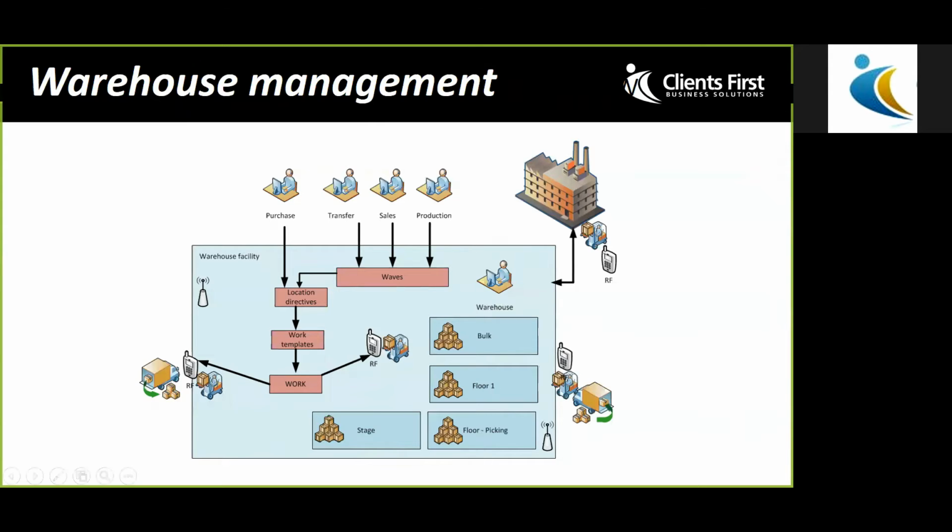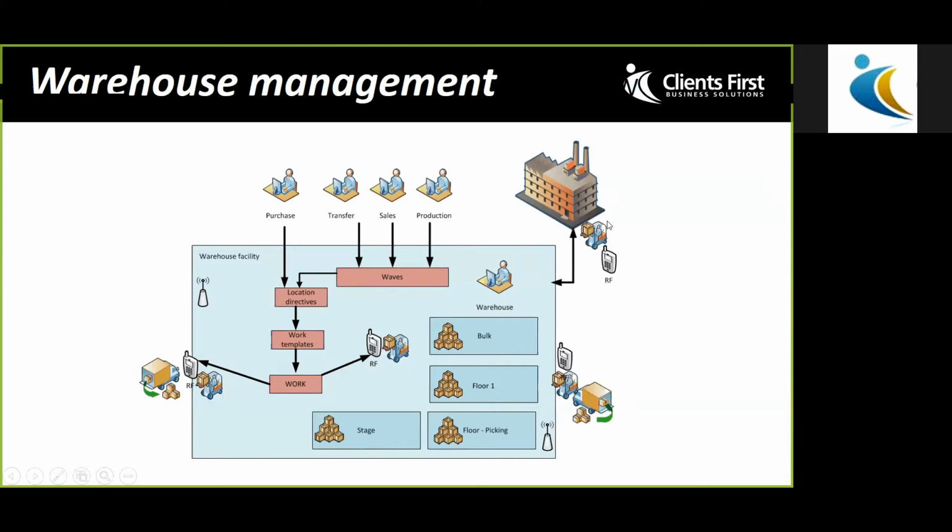Here we have a picture that shows the four building blocks that warehouse management is built upon. And first, it's waves. These are rules that can be set up to release work in waves, and this work can be set up to be released automatically ever so often. So you can release sales orders that need to be picked, production orders that need to be picked, as well as transfer orders that need to be picked.